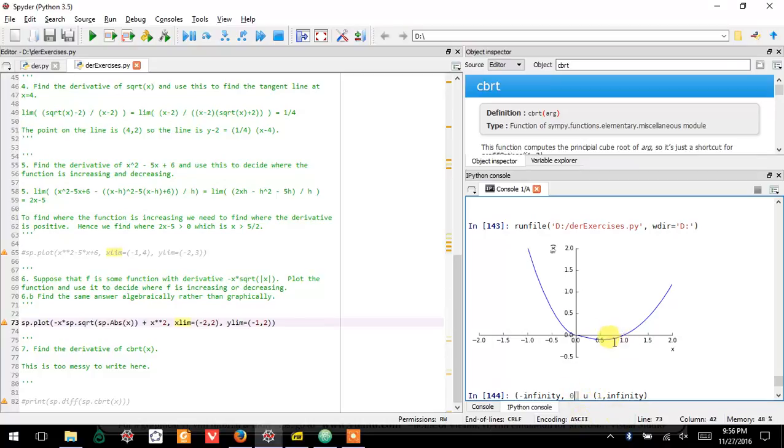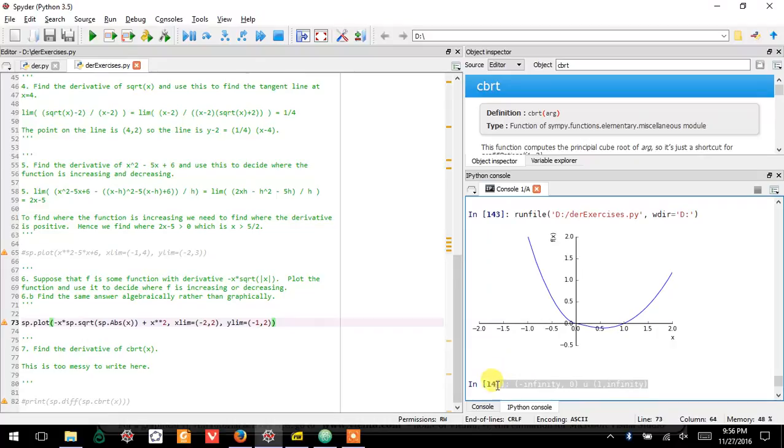Likewise, we do not include the point 1, and therefore use the curved parenthesis rather than a square bracket, because, again, the derivative is 0, not positive, so it's not increasing at that point. So there you go. This is the solution to the question.